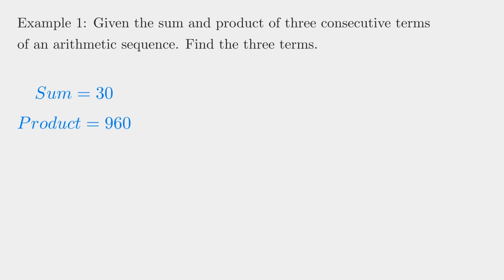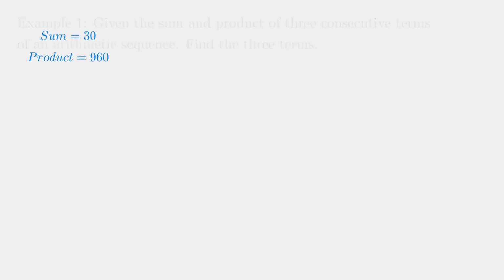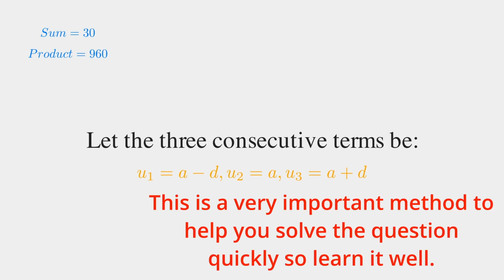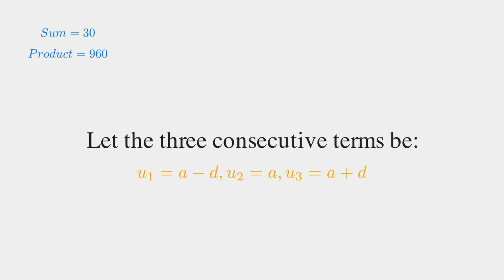For our first example, we're given that the sum of 3 consecutive terms of an arithmetic sequence is 30, and their product is 960. Our task is to find these 3 terms. A smart approach for consecutive arithmetic terms is to represent them as a minus d, a, and a plus d. This simplifies our calculations significantly.